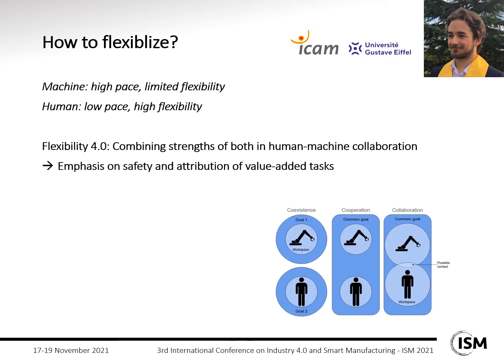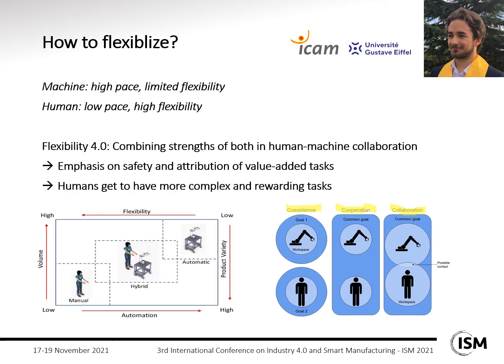Most cases can be classified as either coexistence situations, where machines and operators don't necessarily interact, cooperation situations, where humans and machines share common operational goals at a workstation, and finally collaboration situations where humans and machines are very likely to interact physically. This way, emphasis shall be on safety and attribution of value-added tasks in order for humans to get the more complex and rewarding tasks. Hybrid workstations are thus efficient solutions when flexibility is the main criterion for production.